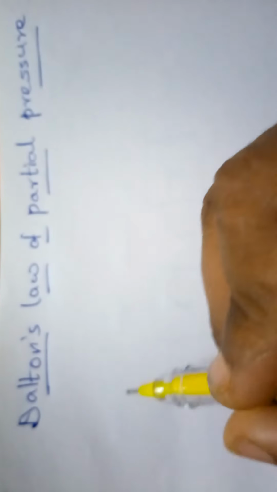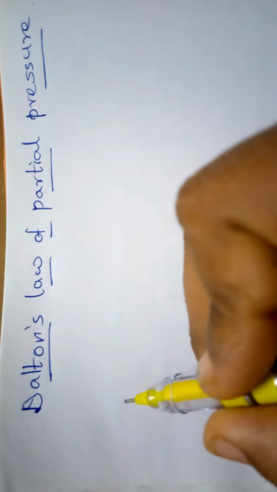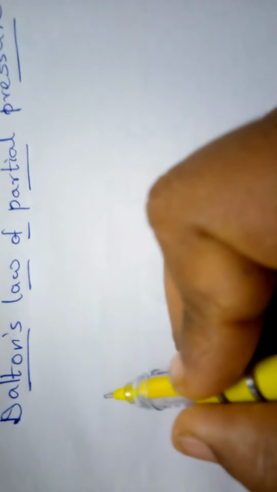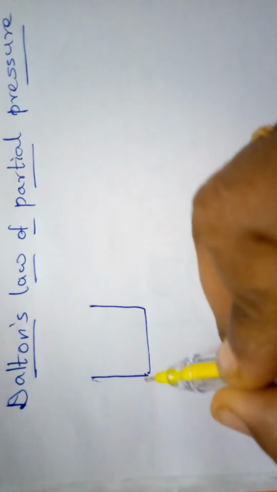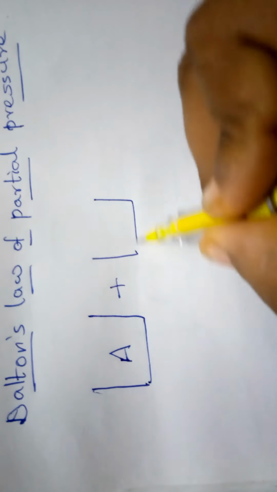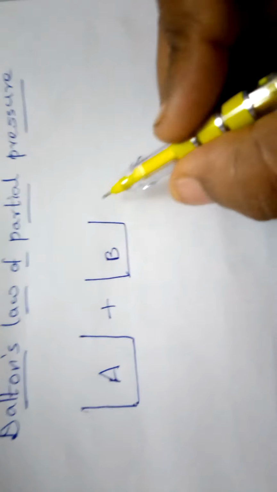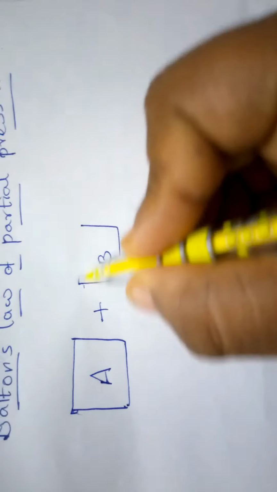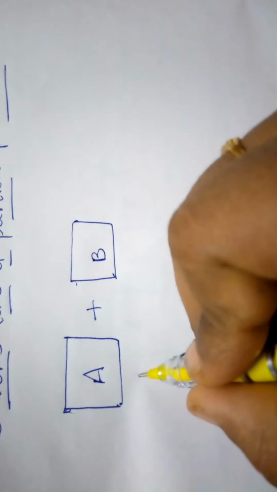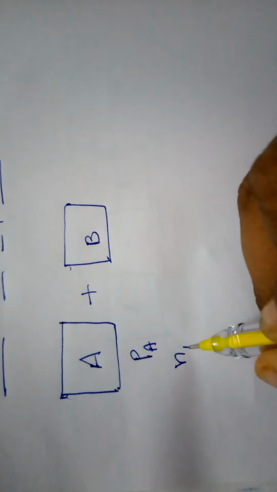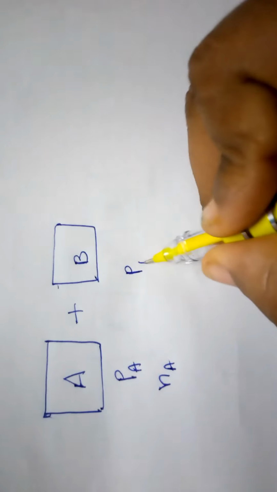Okay, coming to Dalton's law of partial pressure. This law says that when two or more chemically unreactive gases are kept in one container, suppose in one container you have gas A, and in another container you have gas B, closed containers. Let the pressure exerted by A be PA, and the number of moles be Na. Here the pressure exerted by B be PB, and the number of moles be Nb.